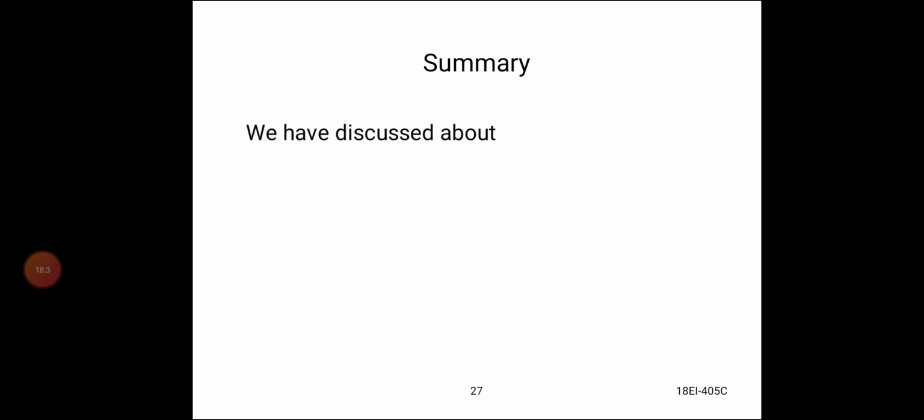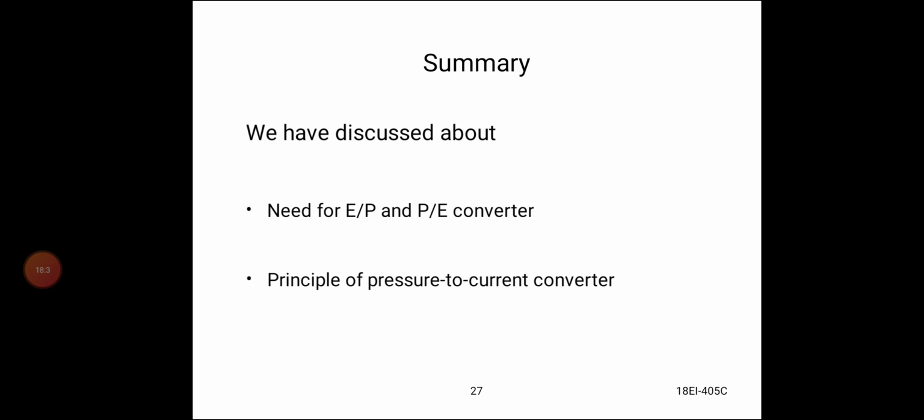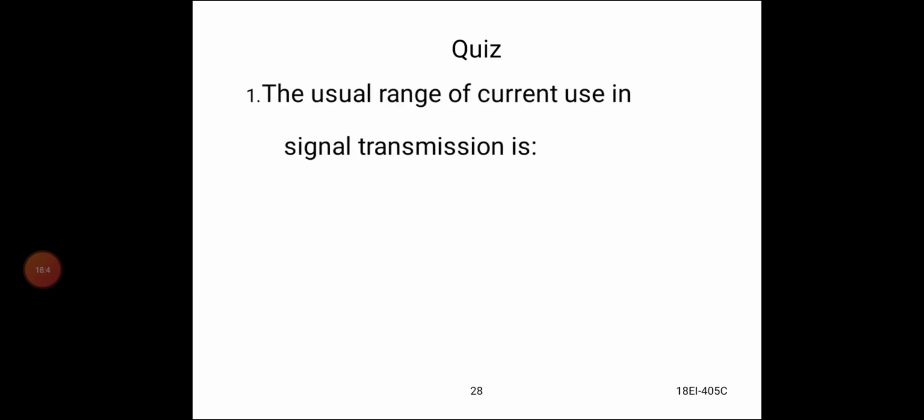Summary: we have discussed the need for E to P and P to E converters, and the principle of pressure to current converter. Quiz: the usual range of current used in signal transmission is 0 to 10 amps, 4 to 25 amps, 4 to 25 milliamps, or 4 to 20 milliamps. The usual range of current signal in the process industry is D, that is 4 to 20 milliamps.